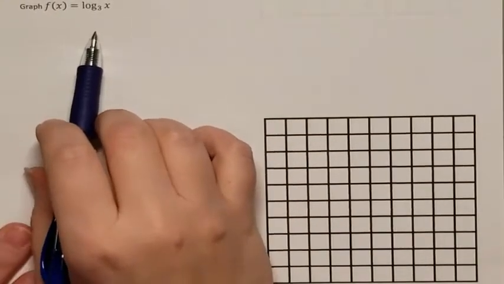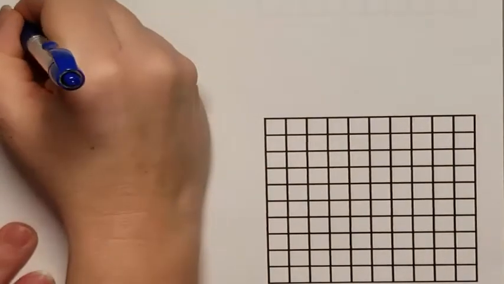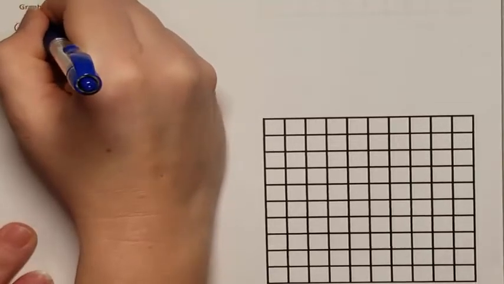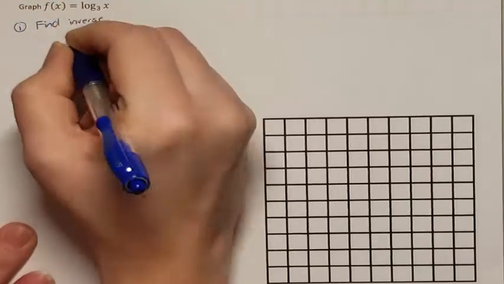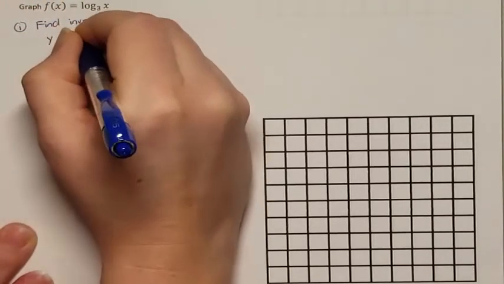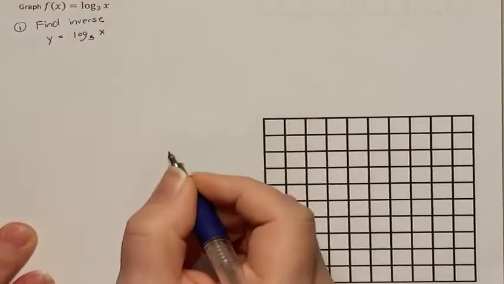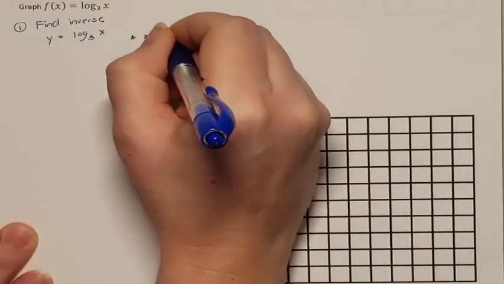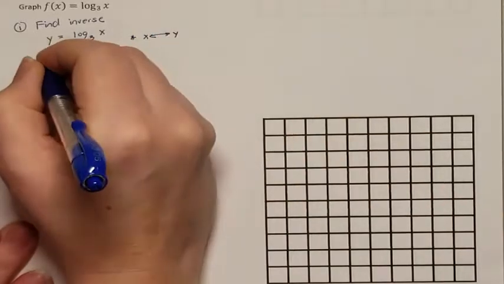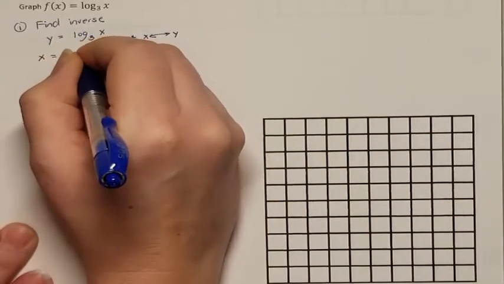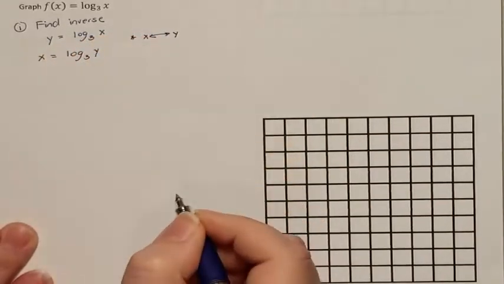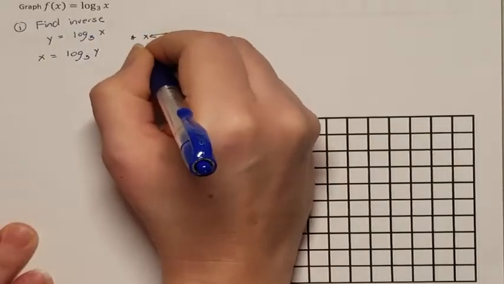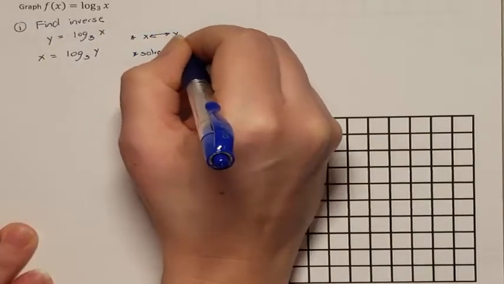I don't know how to graph this, so we're going to try and graph it by using the inverse. First we're going to find the inverse. I have y equals log base 3 of x. To find the inverse, the first thing I needed to do is switch my x's with my y's. So I have x equaling log base 3 of y. And now I need to solve for y.